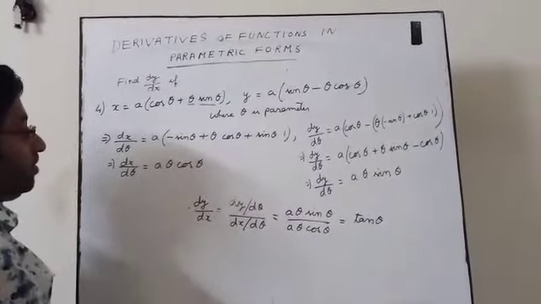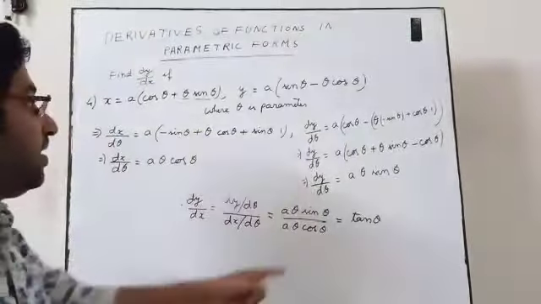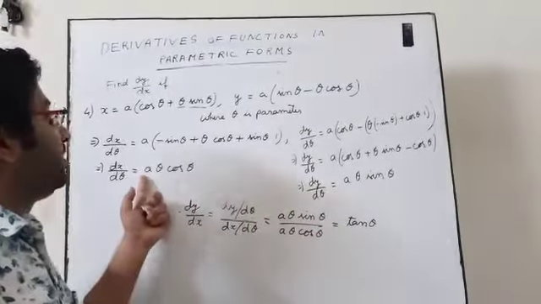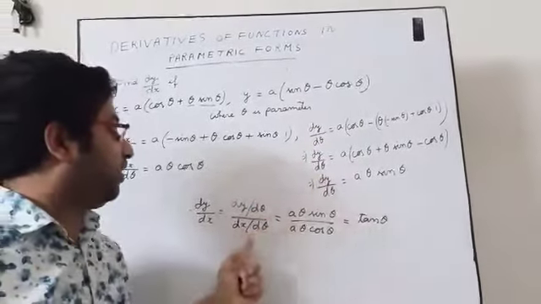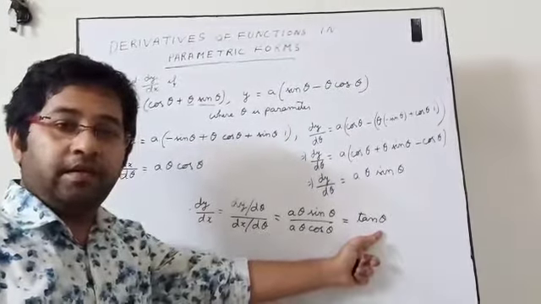Is it clear or not? So you have got tan theta. a cancels, theta cancels, so sin theta by cos theta is tan theta. So you have done dx by d theta, you have done dy by d theta. Use this formula and you will get the answer in terms of theta. Yes or no?